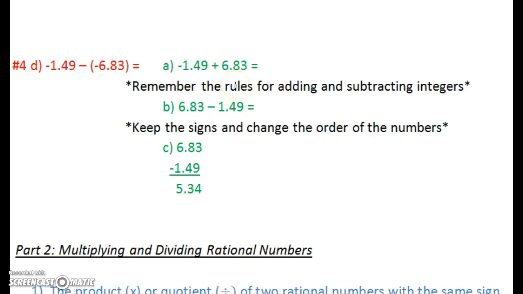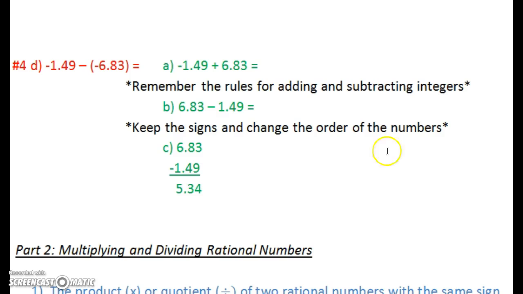And the easiest way to solve this is to take the plus or the positive 6.83 and bring it down here, and take the -1.49 and bring it down here, and solve like a simple subtraction question. So your final answer is 5.34.